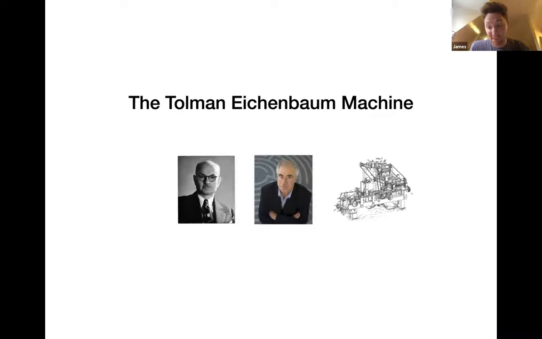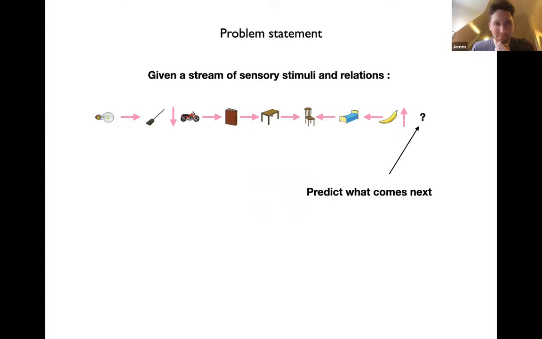And it's going to try and be a model for these cellular representations as well. Okay, so if I come along and give you this problem, I'm going to show you a light bulb, a right, a broom, a down, a motorbike, a right, and so on. And at the end of it, I'm going to say, you get to a banana and go up, what do you see next?